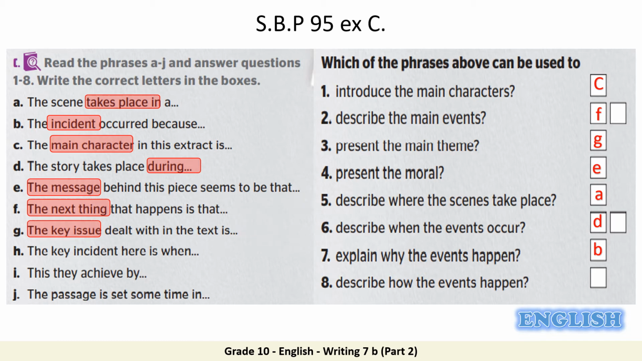H. The key incident here is when. So the key incident, that's right, refers to the main event. So what is the function of this phrase? It is to describe the main events of the story. I. They achieve by. That's correct. It answers the question how. So what is the function of this phrase? That's right. It's to describe how the events happen.